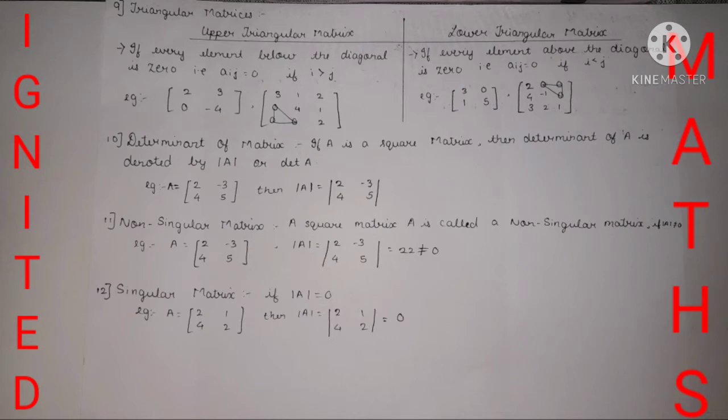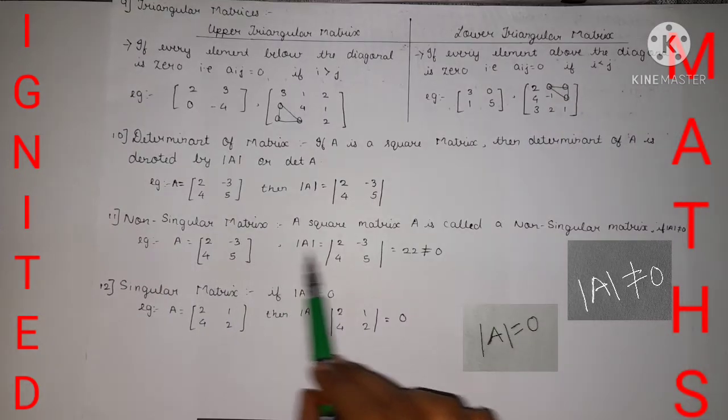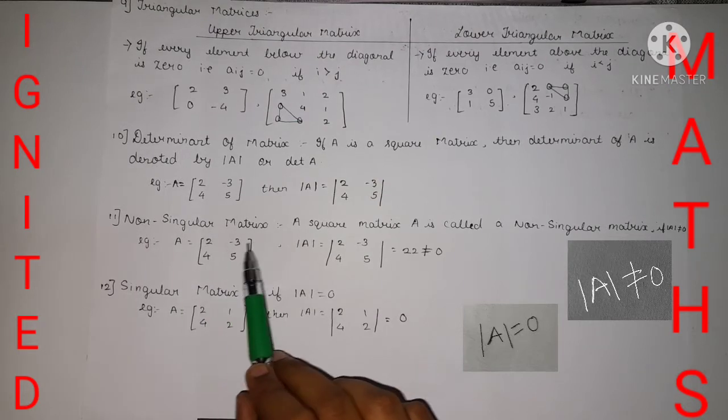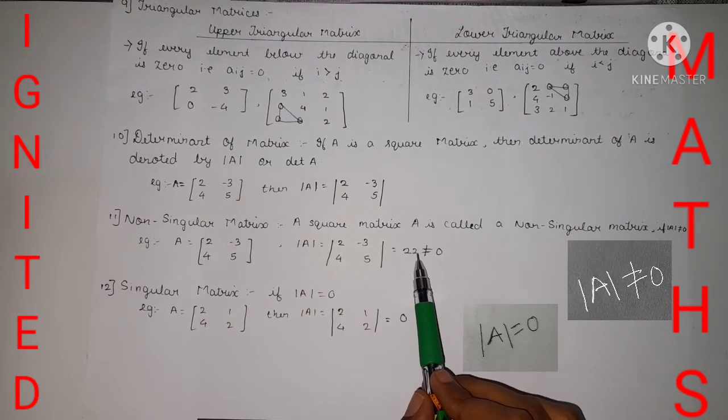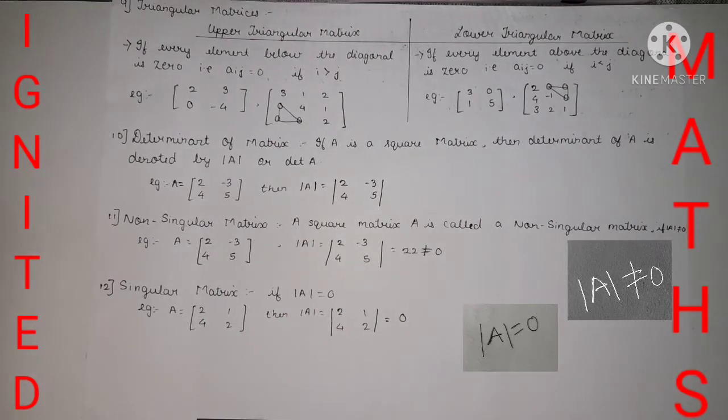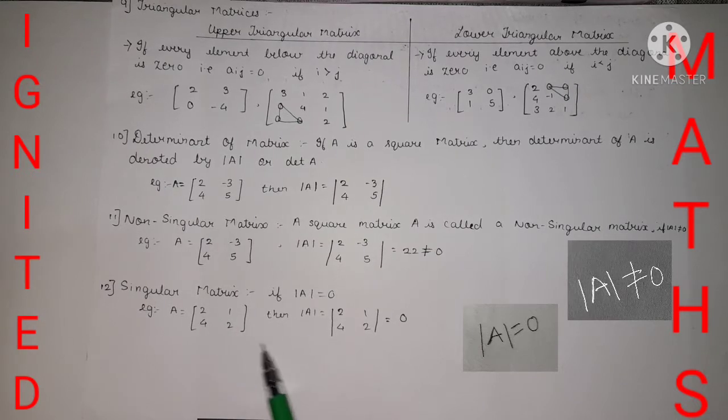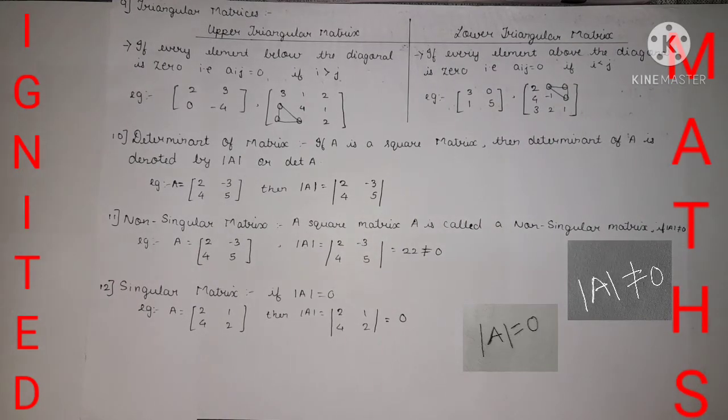If we find the value of the determinant of A and it is not equal to 0, then it is called a non-singular matrix. If we find the value of the determinant of A to be equal to 0, then it is called a singular matrix. Here the matrix A is given, and after finding the determinant I got a non-zero value, so it is a non-singular matrix. For the singular matrix, I found the determinant and got 0, which is a singular matrix. So this is the difference between non-singular and singular matrices.